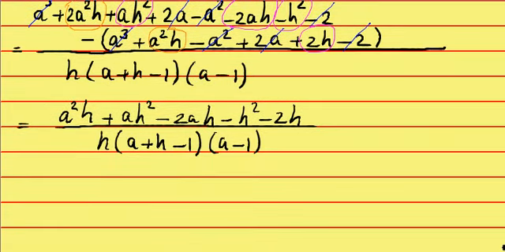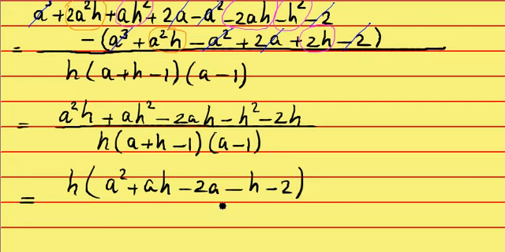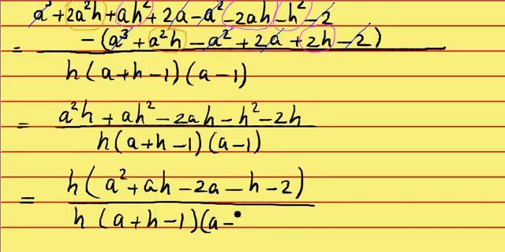In the act of differentiation, one major item is deletion of an h, cancellation of h from numerator and denominator. Here we don't have a difficult task because you just have an h that you can factor. H times a squared plus ah minus 2 minus h minus 2 over h times a plus h minus 1 times a minus 1. And of course now what happens is that the main activity of cancelling an h is now done.